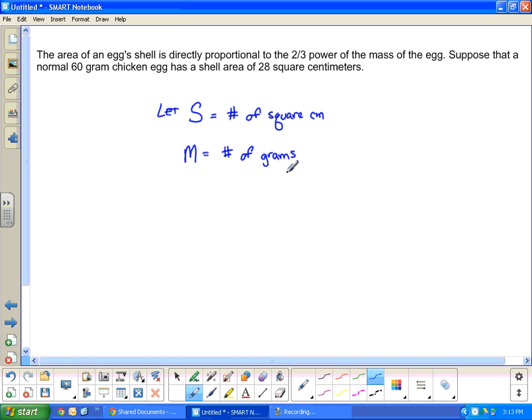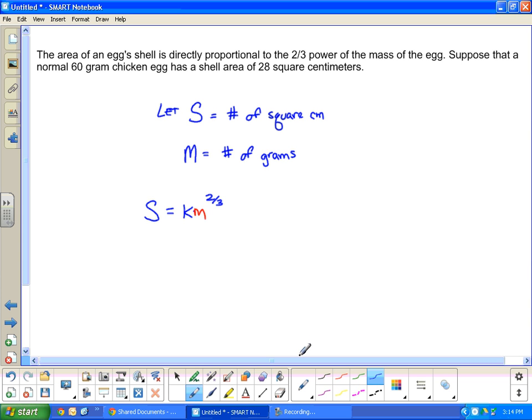All right. Now, we need to first write our general equation so we can solve for k. Our general equation here will be S equals k x, and it's directly proportional, so we're going to write 2/3 power. So now we need to plug things in. I shouldn't have used x, should I? Should have used M.